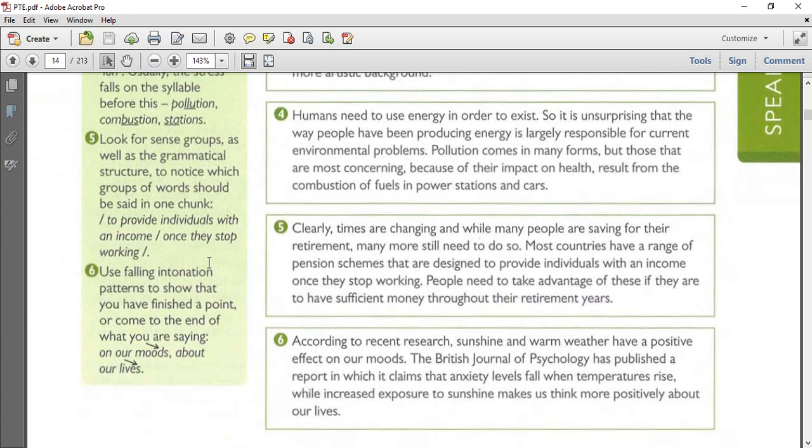Now let's try the final tip, which is using falling intonation patterns to show that you have finished a point or come to the end of what you are saying. So in this case, on our moods, about our lives. So when it reaches the end of the sentence, we just fall our intonation. So that's basically what it wants us to do.